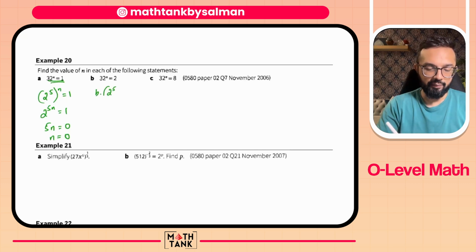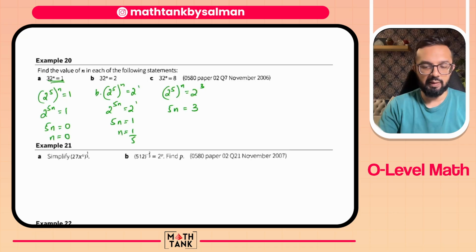2 power 5. Okay. When bases are the same on both sides, you equate the powers. So 5n equals 1. n equals 1 over 5. Again, this is 2 power 5 and 2 cubed. So 5n equals 3 in this case. n is therefore equal to 3 over 5.